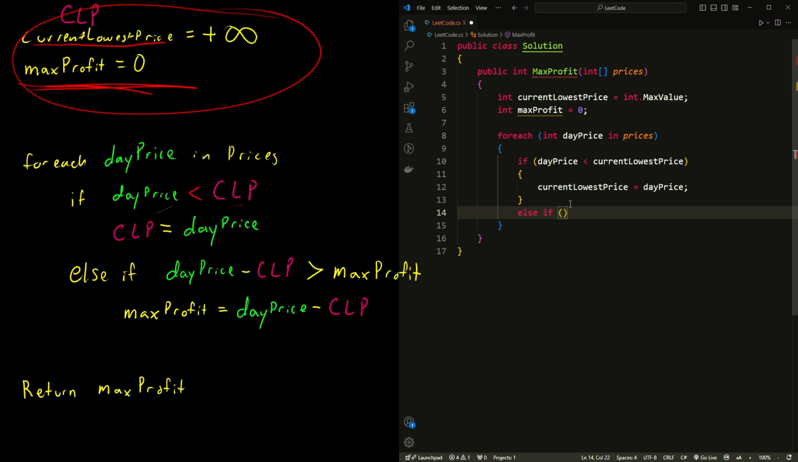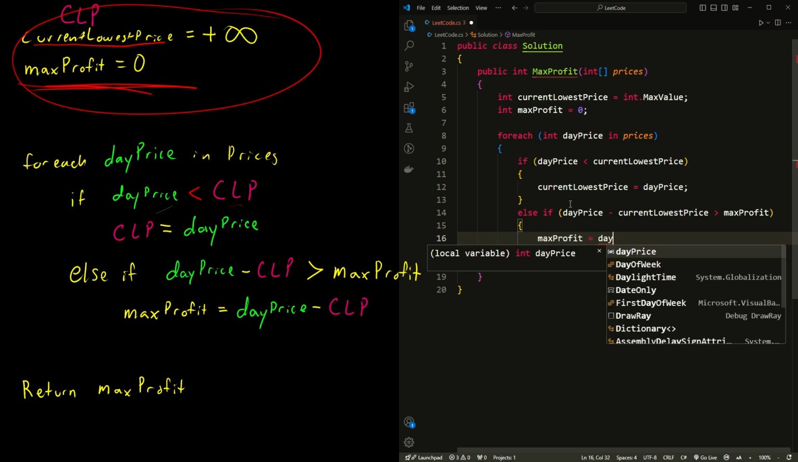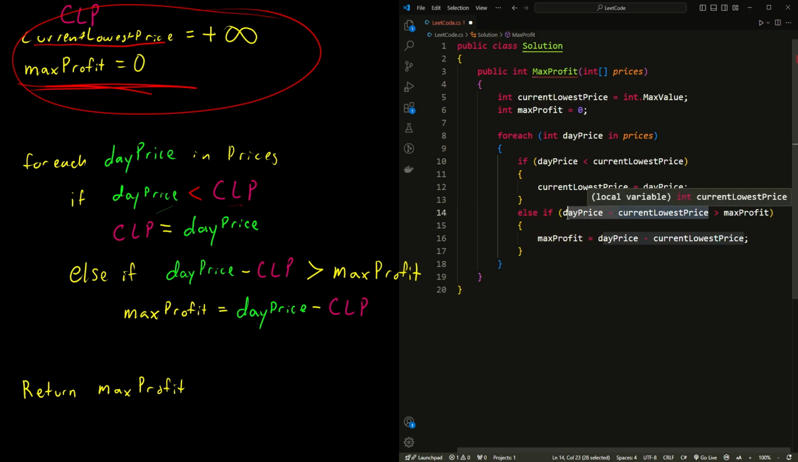So let's write that in. Day price minus current lowest price is greater than my max profit. If I sold today and that's bigger than my max profit, then I have to update my max profit because I can make more money by selling today. But if I sold today and didn't make more than my max profit, then my max profit would just stay the same. It wouldn't update. And once we get out of the loop, that means we got to the end of the array. We just have to return our max profit.